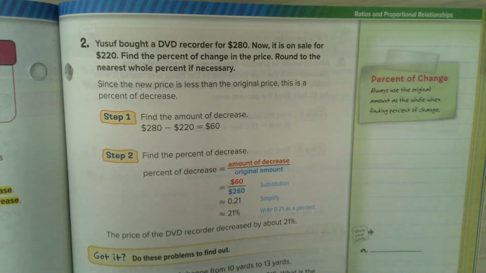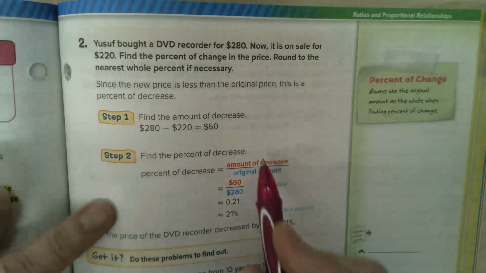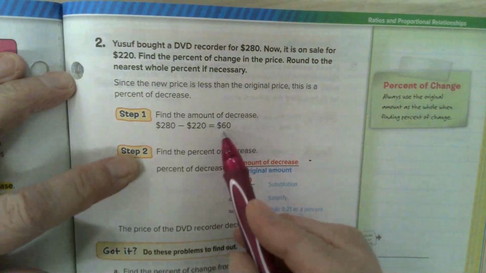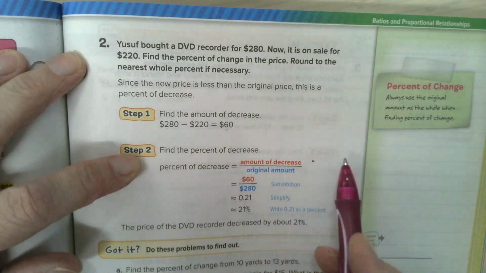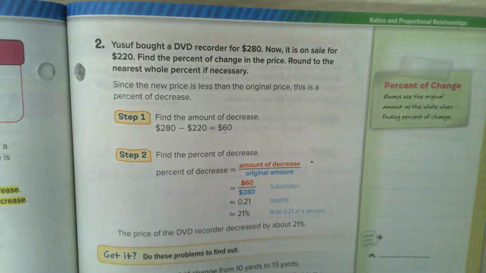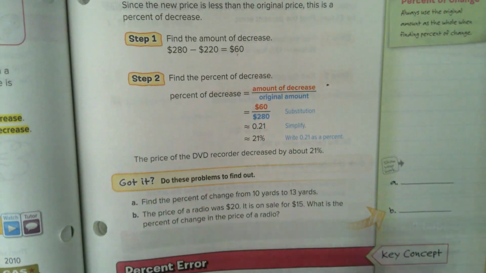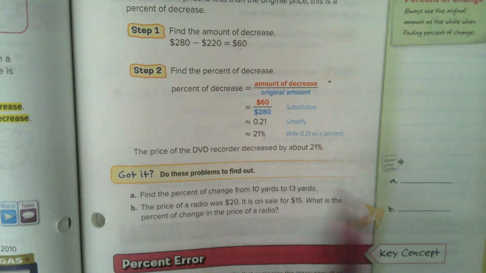Okay, is that going to be an increase or a decrease, kids? Decrease. So you're going to find a percent of decrease. So the amount of decrease, which is 60, over the original amount, which was 280. 60 over 280 is 0.21, which equals 21%.